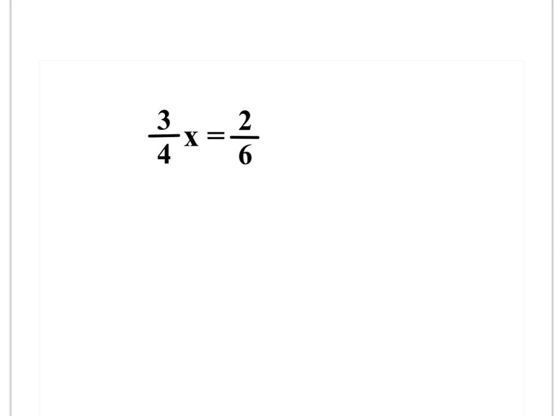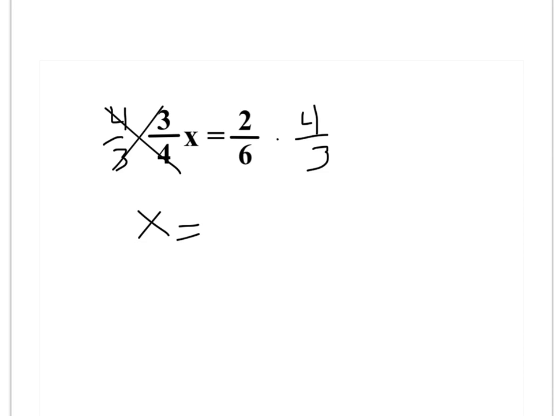Answer it, put your pencil down when you're done. I'm going to come by and check your answer. I have to times by the reciprocal of 3/4 because I can't divide. So I times by 4/3 to both sides. Okay, 3/4 and 4/3 will cancel. X is the only thing left.